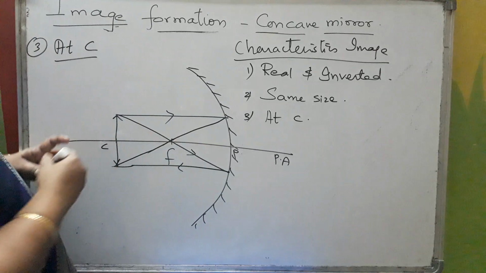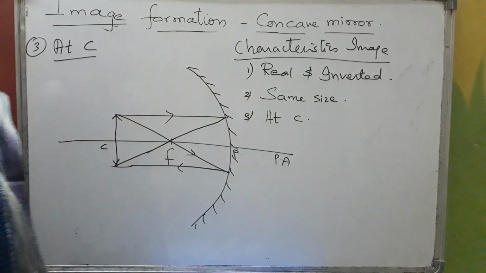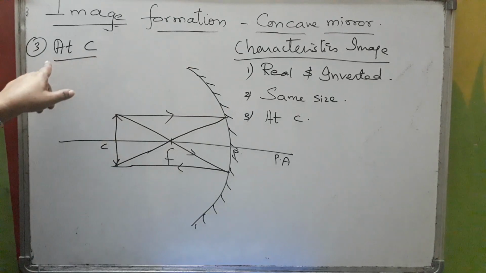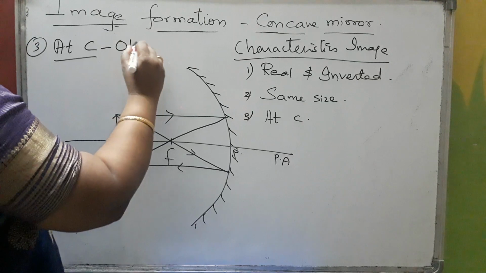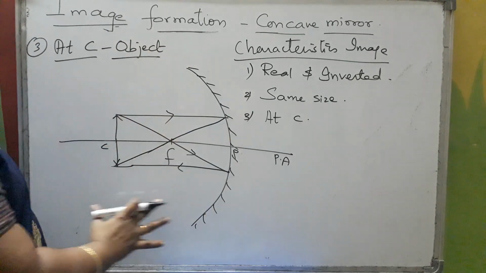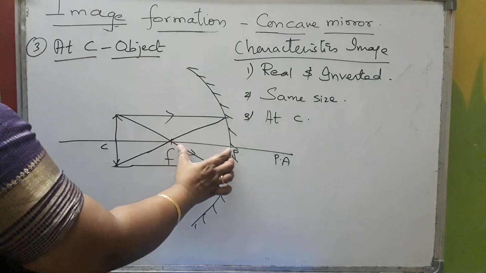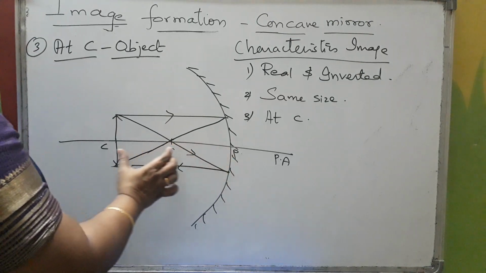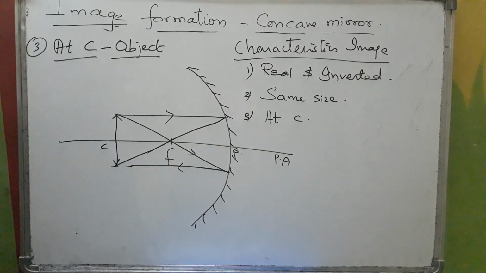At C. They might ask you a question like this. Draw a ray diagram whose object and the image size are going to be the same. Then you will have to sketch it like this. Object kept at C, and then draw the ray diagram with the characteristics. Children, make sure you have an equal measure of PF and FC, maybe 2 centimeters each. Thank you, children. I will meet you in the next session.